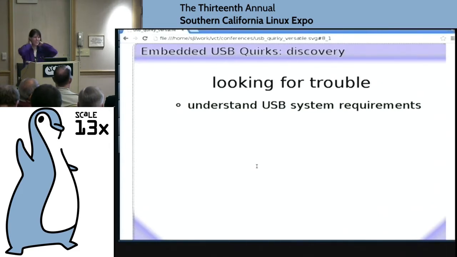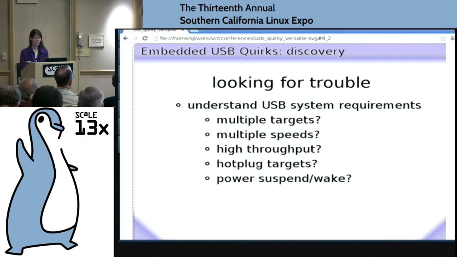So, first step. I'm sure that Steve has been wanting to talk about this one for a couple of slides now. That is, you need to understand your USB system requirements in order to know where the trouble may come from. Are you going to have multiple targets on the bus? Are you going to be having multiple speeds at the same time? Are you going to need a high throughput? Are you going to have targets that are coming and going with hot plugging? And one that can be particularly tricky in practice: do you need to be low power conscious enough that you're going to have to be suspending and waking your device? Because that is a real opportunity for things to go haywire just once in a while.